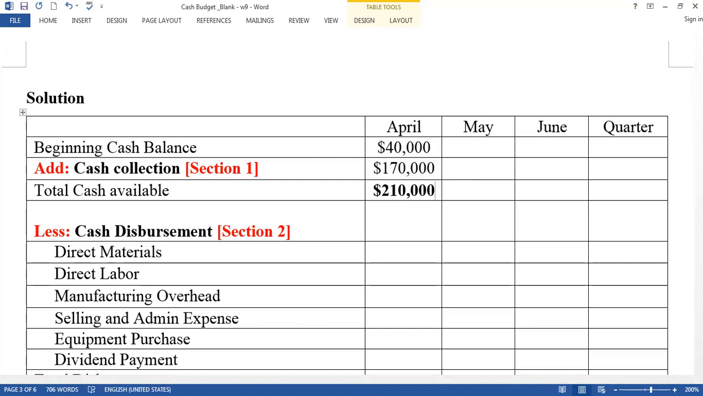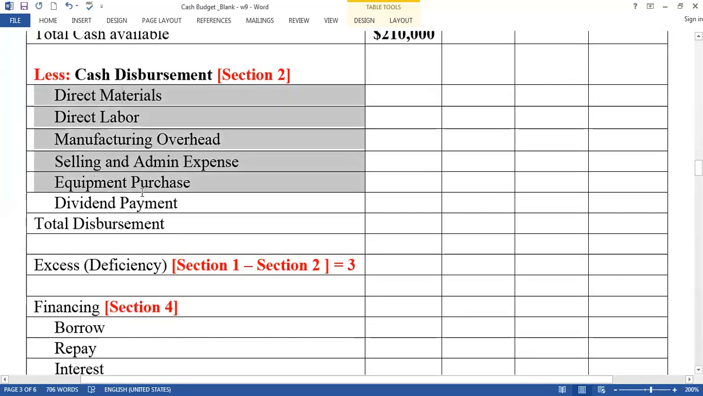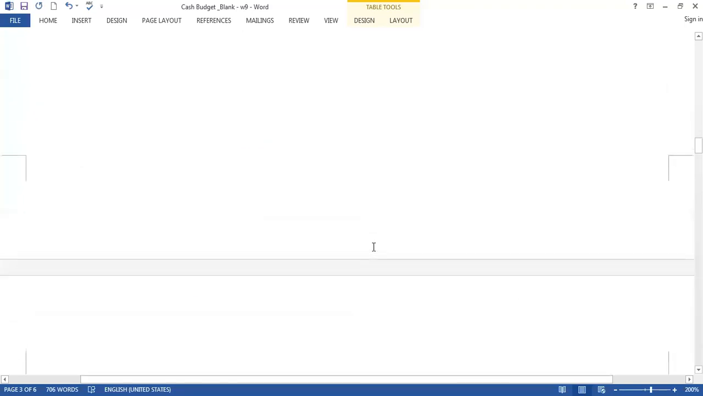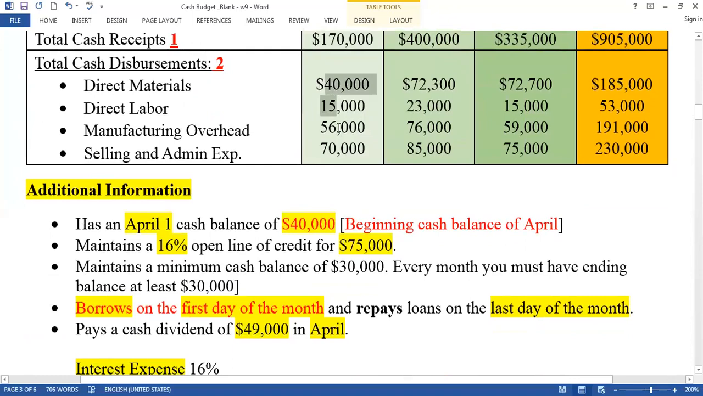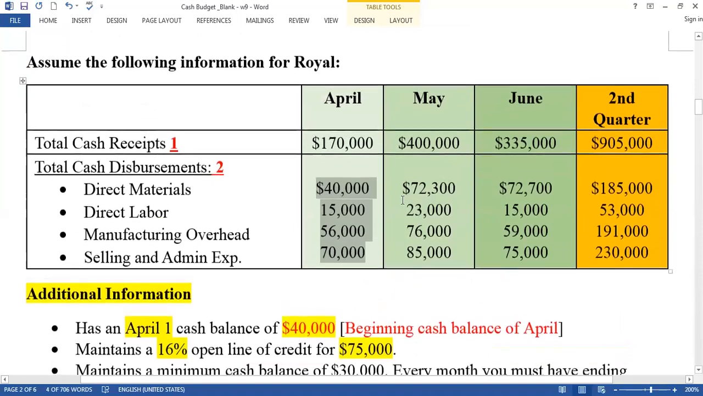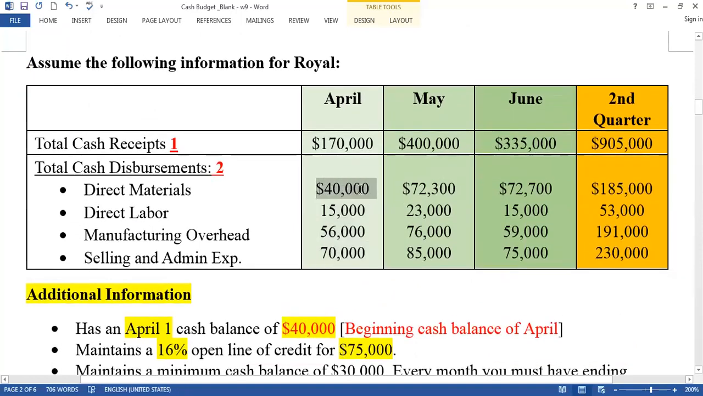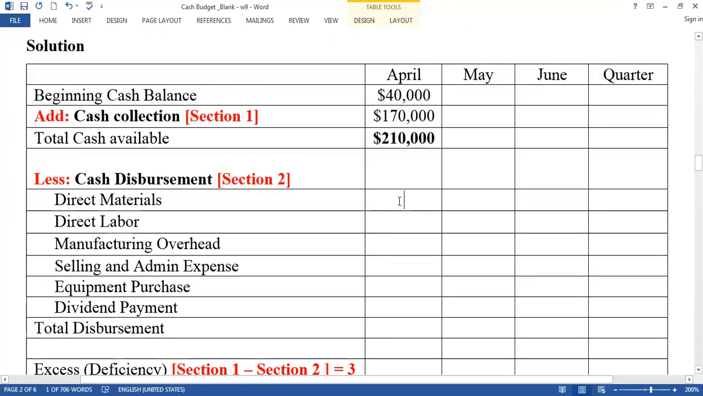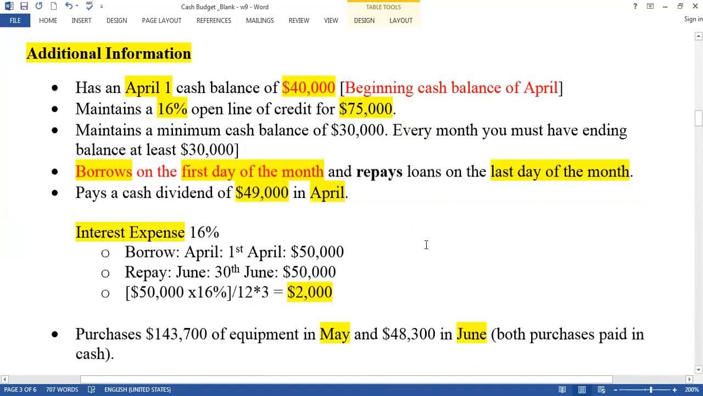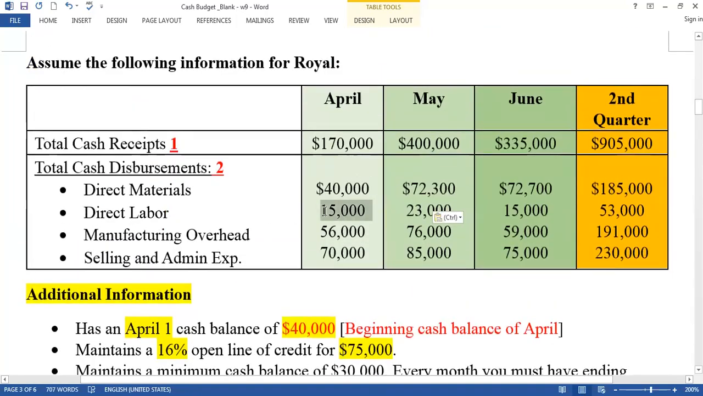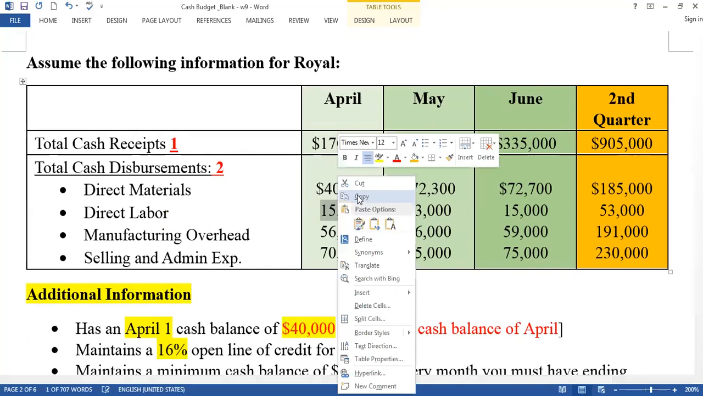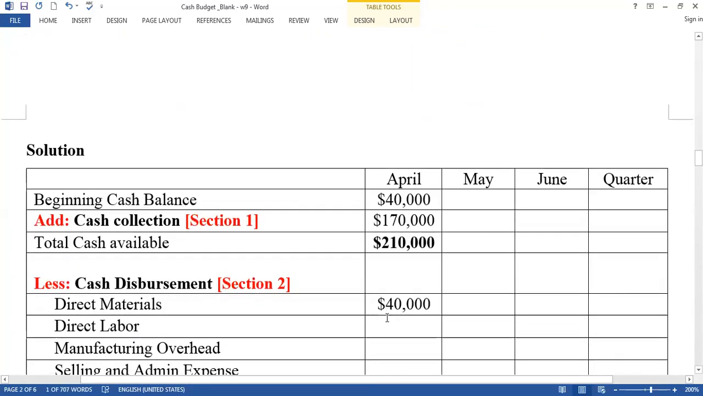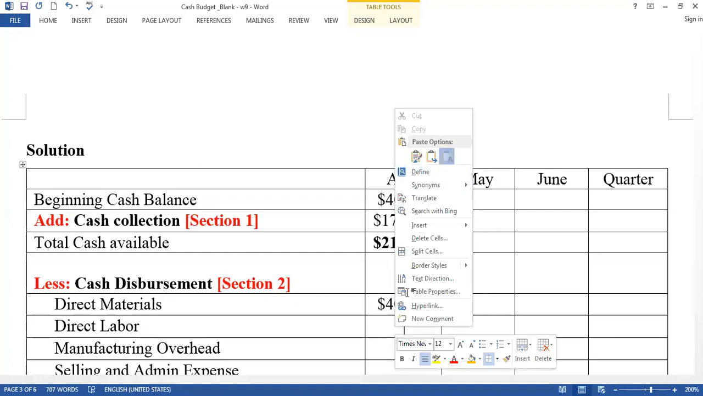Now, after available cash, you are going to pay this cash for this kind of transactions, right? So you can see that, and this is the payment. Some information is here, some information is in the additional information. So your first payment is to buy direct materials and pay cash. So we buy direct materials and we pay cash. Then we have direct labor. We have to pay them salary, right? So this is the direct labor.